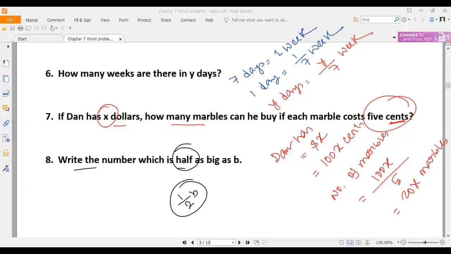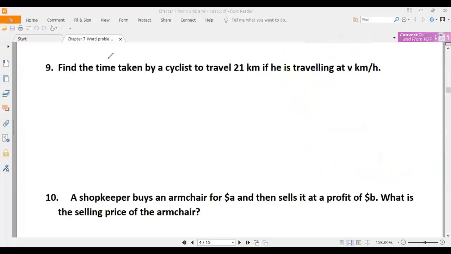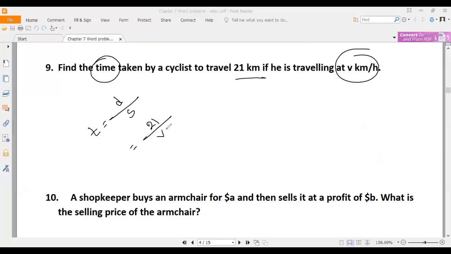Now, number 9 says, find the time taken by a cyclist to travel 21 kilometer if he is traveling at v kilometer per hour. This is the important time. We already know the formula of time. So time equals distance by speed. What is the distance right now? 21. What is the speed? V. So 21 by V hour. Just use this formula.